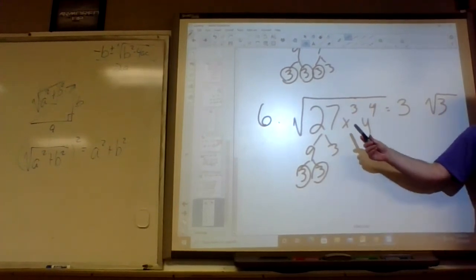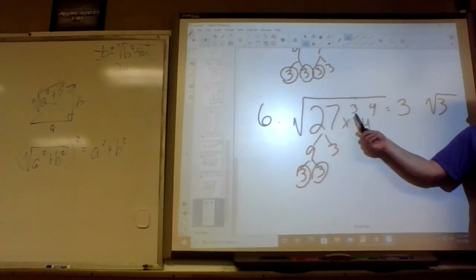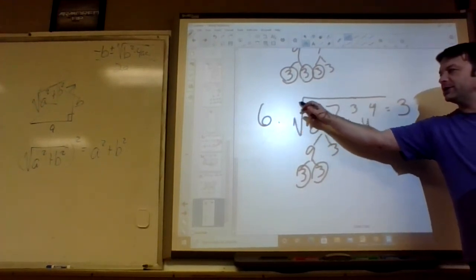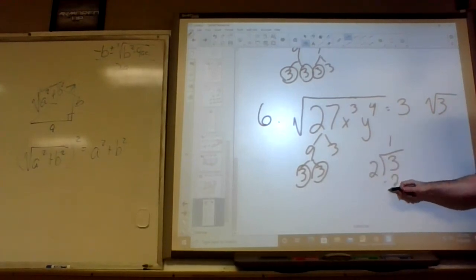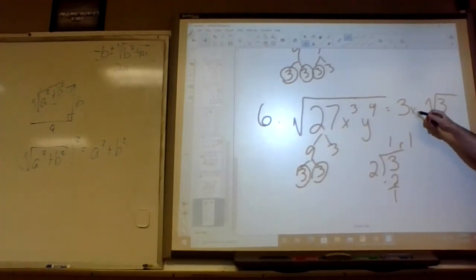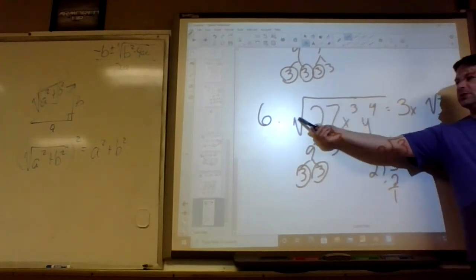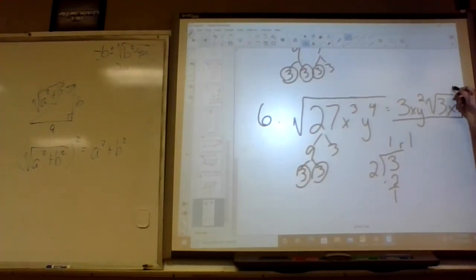Who can remind us how to do the letters? Division. You do 3 divided by 2. So that's 1 with a remainder of 1. And then the y. What's 4 divided by 2? y squared. So, do I put anything in here? No. That would be it.